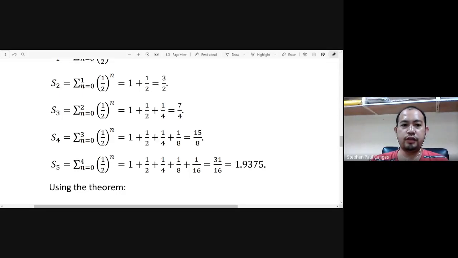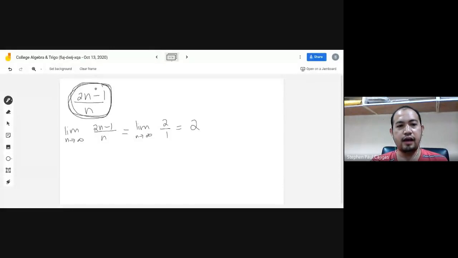So using L'Hopital's rule, the limit of (2n minus 1) over n as n approaches infinity: I take the derivative, the numerator becomes 2 and the denominator becomes 1 as n approaches infinity. So this is just equal to 2. So the limit is equal to 2. So the partial sums with this formula are actually converging to 2, meaning the sum is 2.